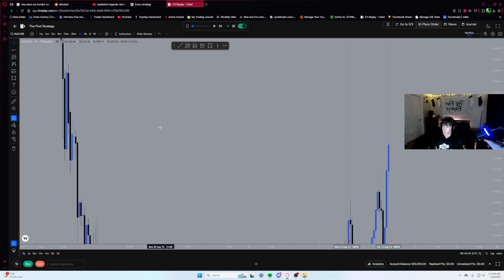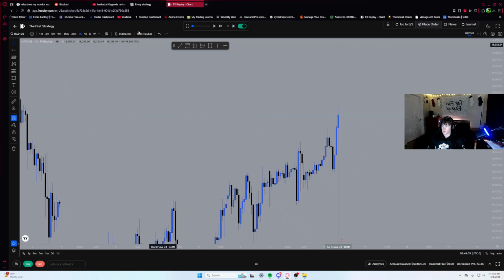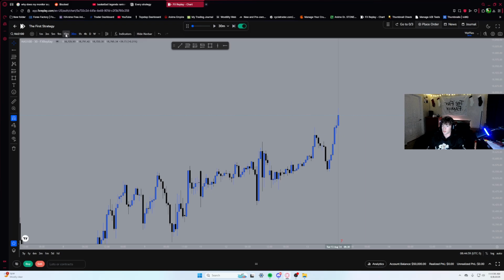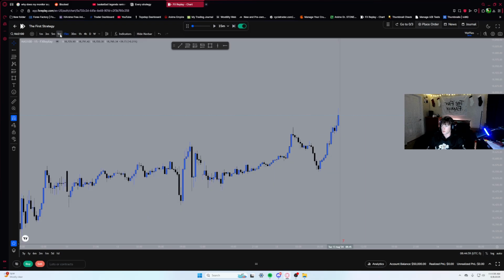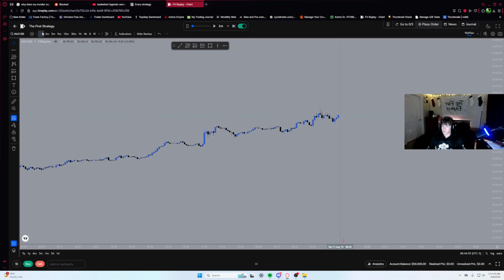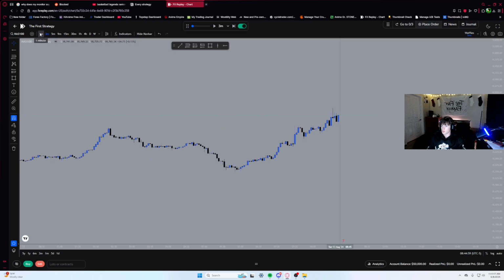Red level consolidation. We're in an uptrend on the 1 hour. Uptrend on the 4 hour. 30 minute uptrend. 15 minute uptrend. Uptrend on every time frame, except the 1 minute. So it looks like we're retracing on the 1 minute.